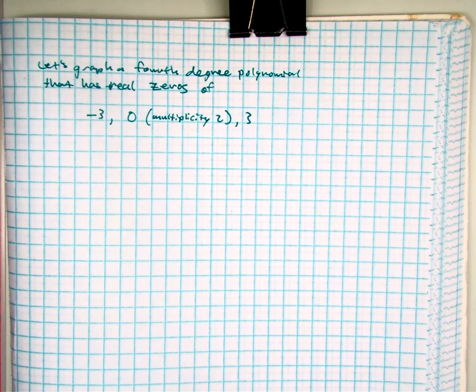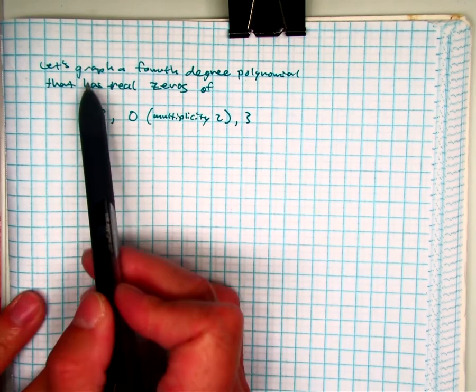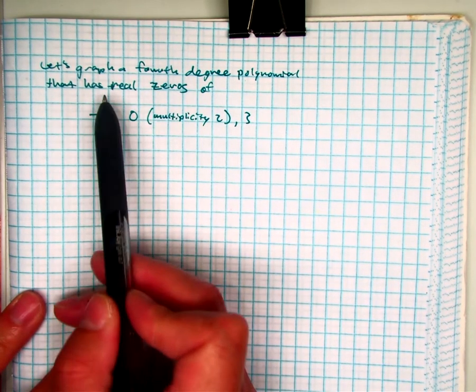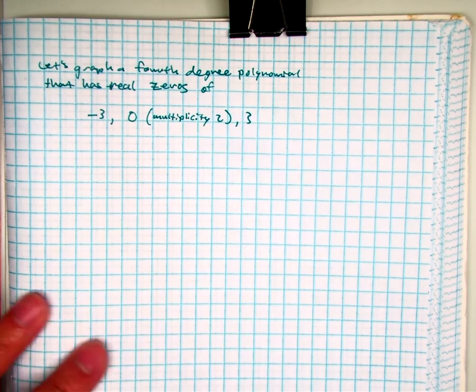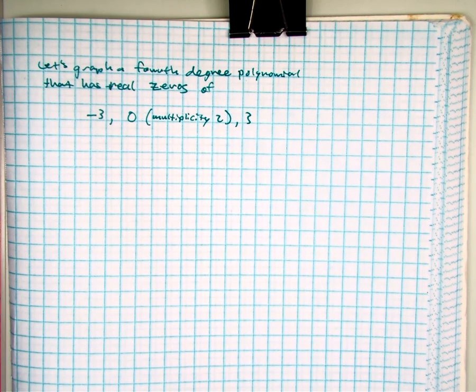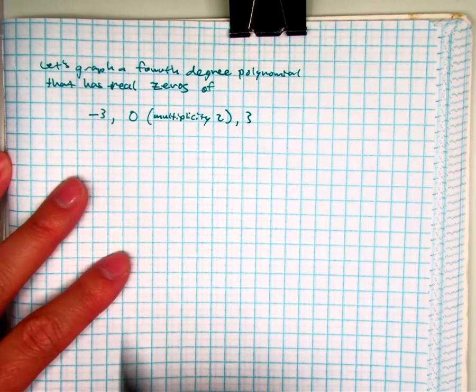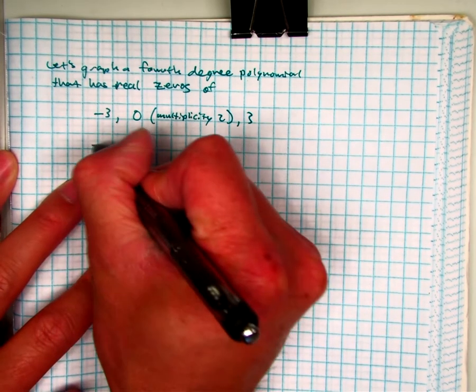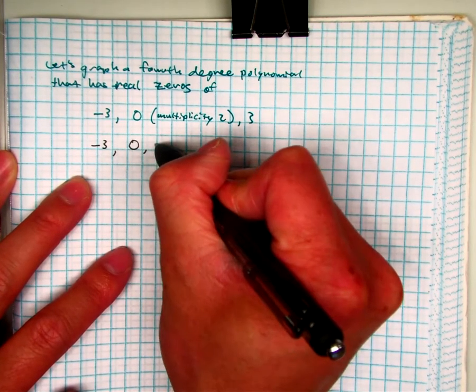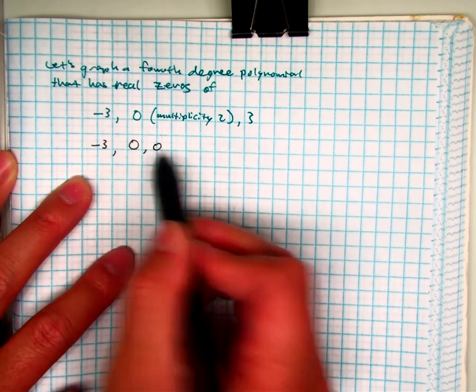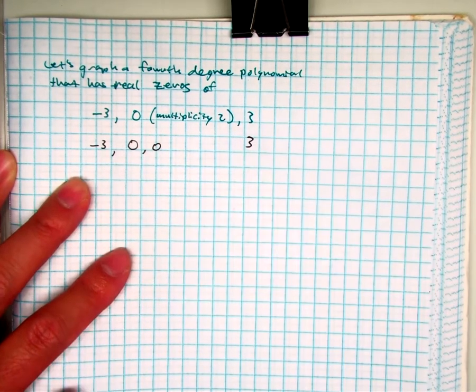Alright, so in this problem they're asking us to graph a fourth degree polynomial that has the real zeros of -3, 0 with multiplicity of 2, and 3. Okay? What does it mean to be multiplicity of 2? Well, basically it means that our graph's going to bounce at 0. There's a double root, they call it, or solution at 0. Okay?